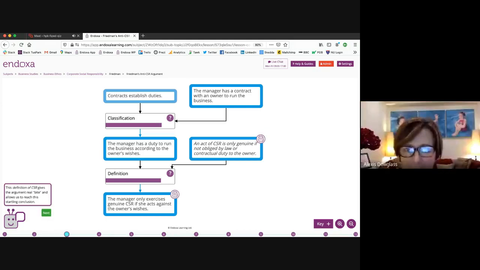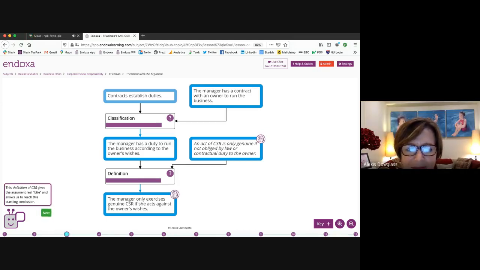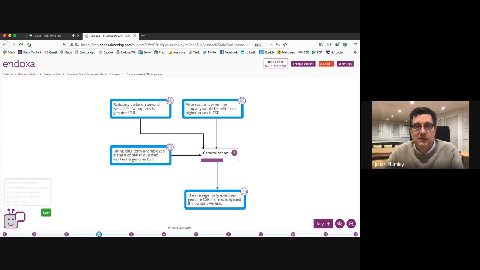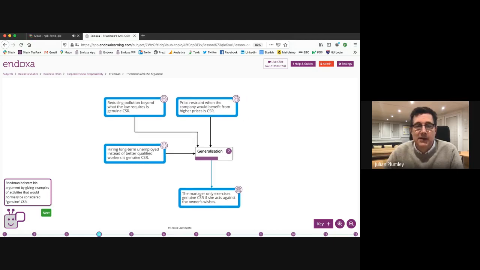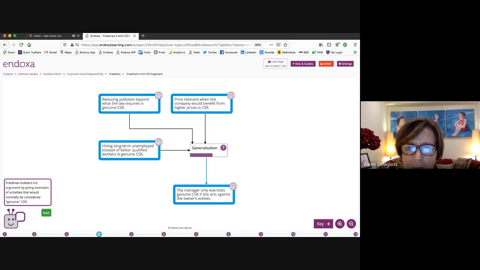Yeah. And so shall I go on to the next step? Yes, please. Okay. So now this is a side argument. Friedman actually in his paper gives some examples of what we would normally consider to be corporate social responsibility. So these are the examples.